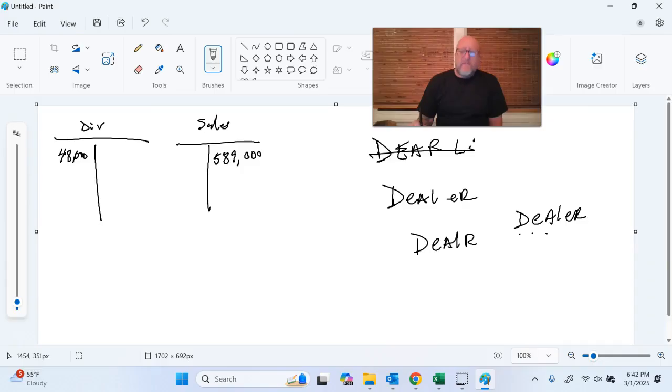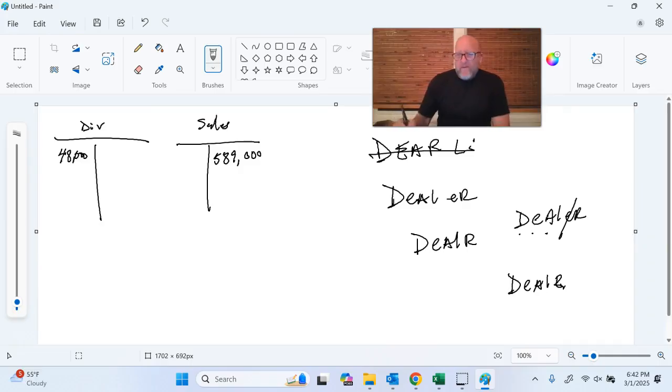Dividends, expenses, assets typically have debit balances. Liabilities and revenues typically have credit balances. Maybe there is no R there. Maybe it's just dealer. But something tells me that's wrong.